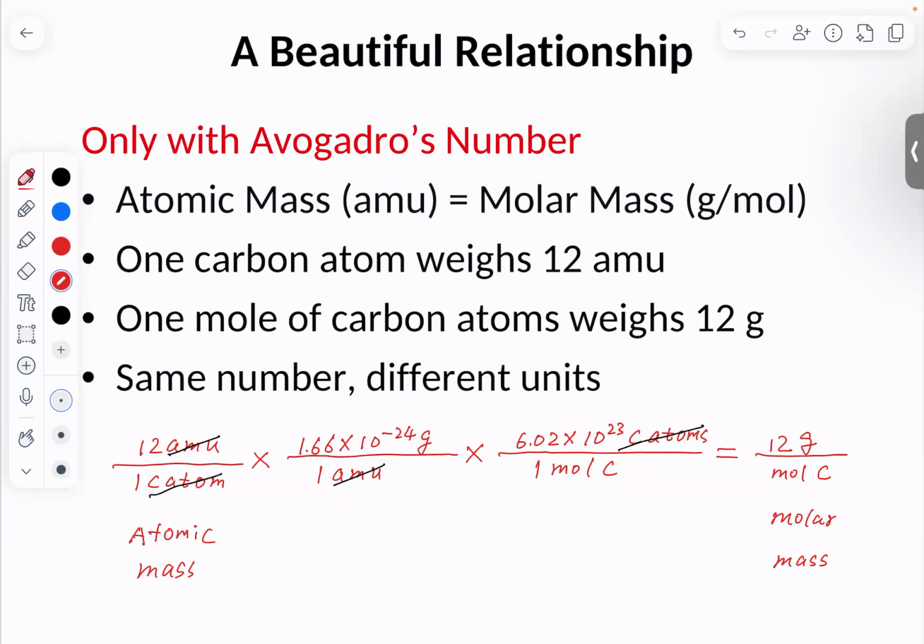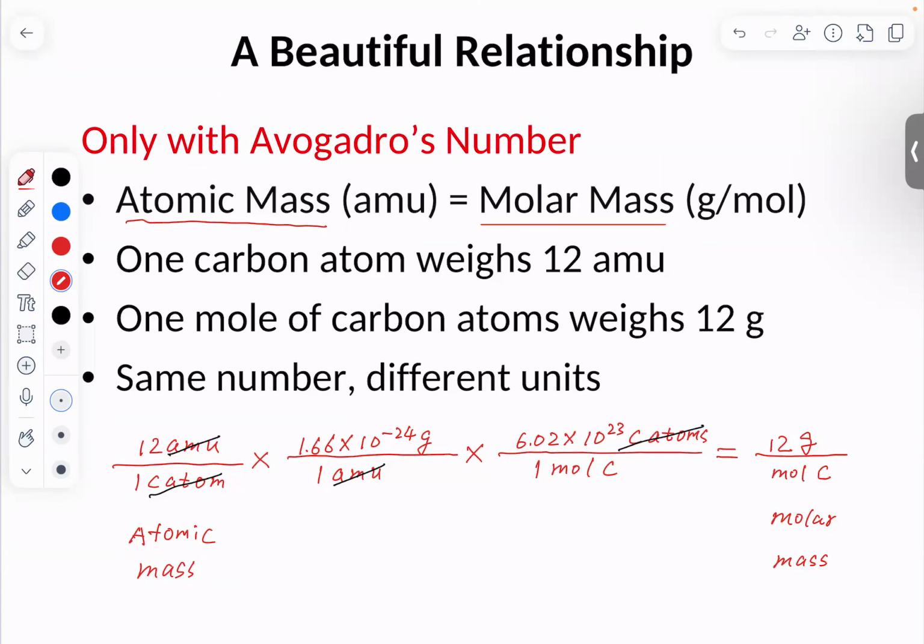This is not a coincidence. Because of Avogadro's number, the atomic mass and molar mass of the same element have the same numerical value. This only works with Avogadro's number, not with other numbers. This beautiful relationship makes chemistry calculations much easier and also helps us connect individual atoms to measurable amounts of matter.